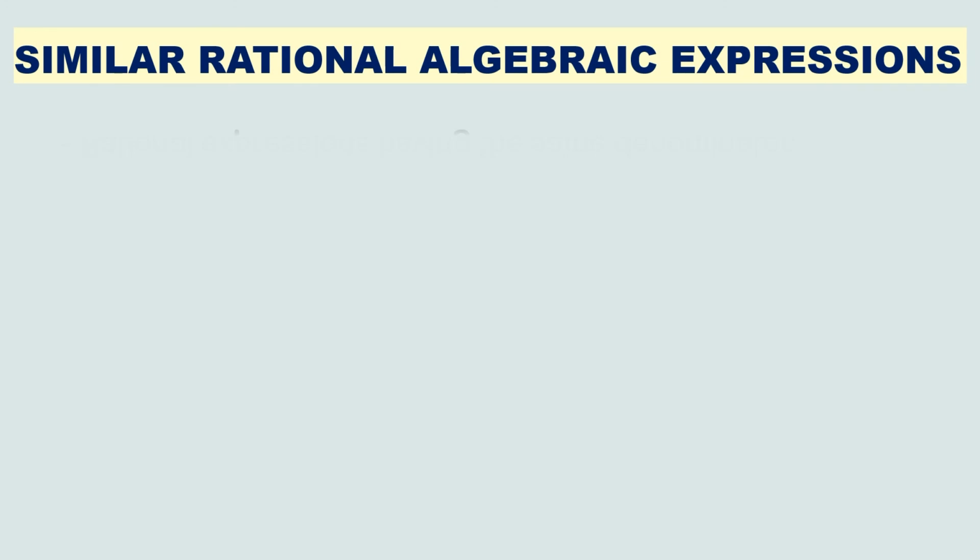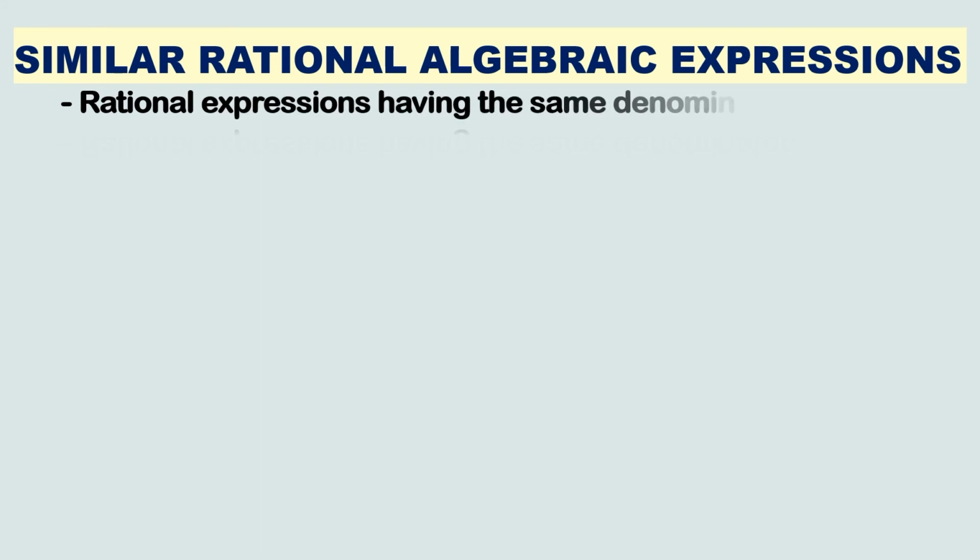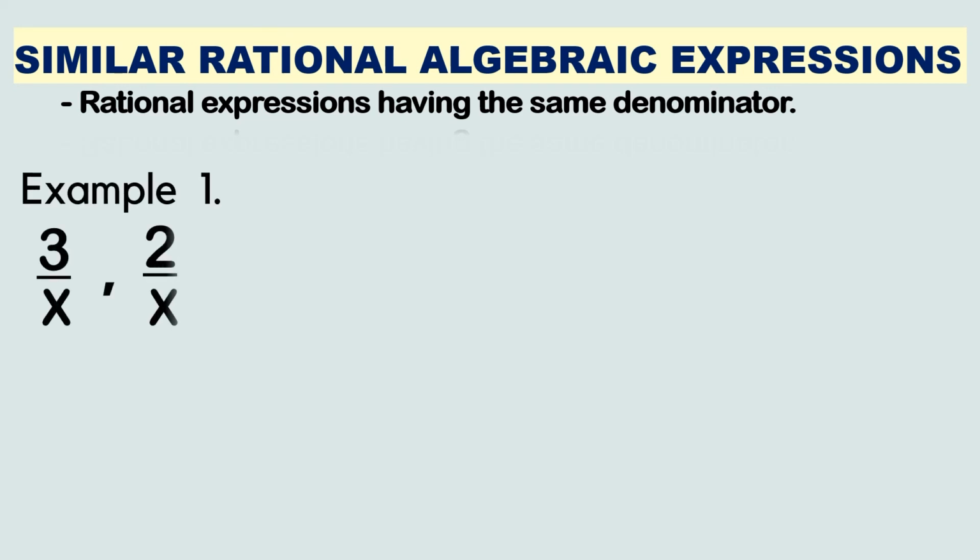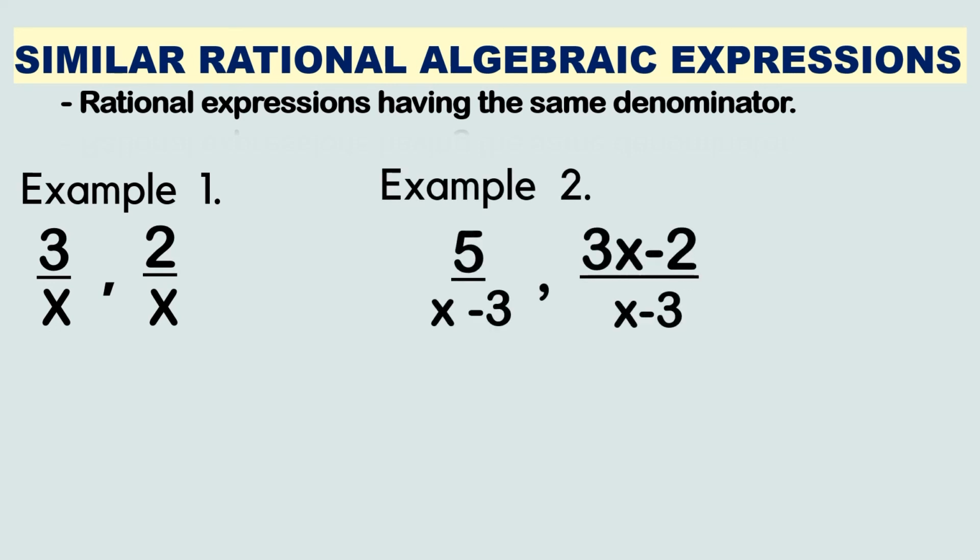By the way, what are similar rational algebraic expressions? Similar rational algebraic expressions are expressions having the same denominator. Say for example, we have 3/x and 2/x. They have the same denominator which is x. Another example is 5/(x minus 3) and (3x minus 2)/(x minus 3). So the common denominator is x minus 3.